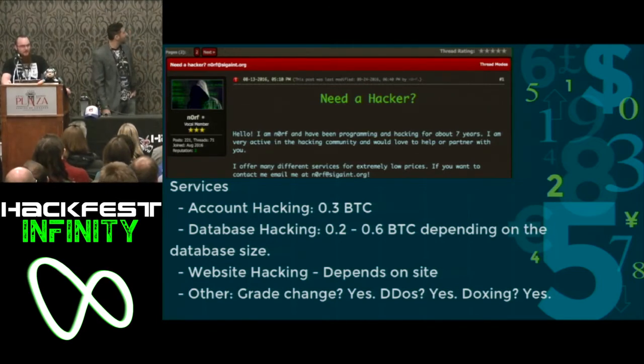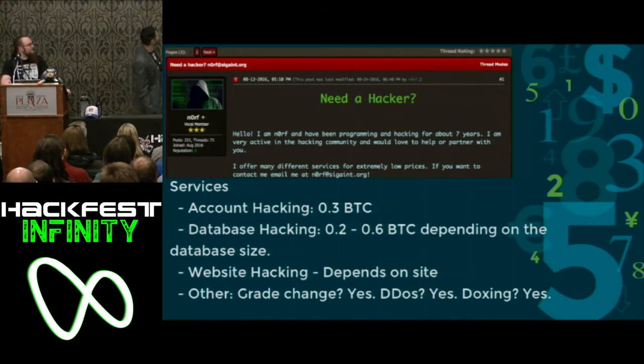So, giving an idea. Oh, this guy uses SIGAINT too. I'll read it to you. "Hello, I am North and have been programming and hacking, both, for about 7 years. I am very active in the hacking community and would love to help or partner with you. Help or partner, choice is yours. I offer many different services for extremely low prices. If you want to contact me, email me at north@sigaint.org."